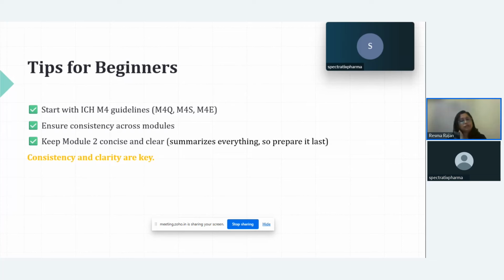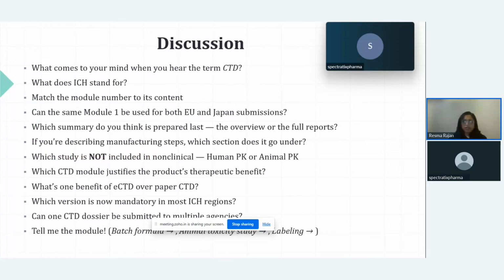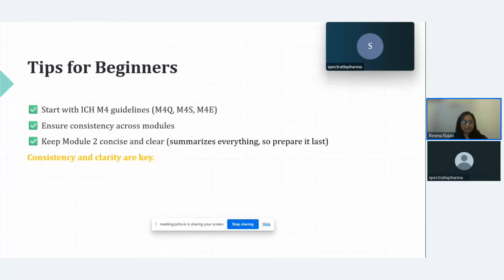So first, you will not prepare module 2. You will prepare your module 3, module 4, module 5. After completing all your modules, you will come back to module 2 and prepare it, because you have to summarize everything in that. So consistency and clarity: you have to give clear data of what has been done. That needs to be given in your CTD modules. Okay, that's all for the session.